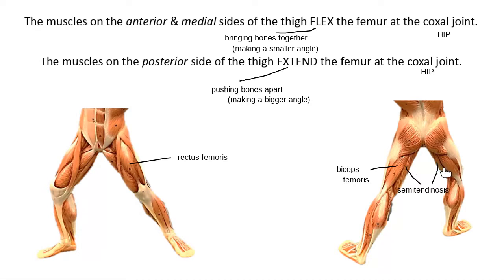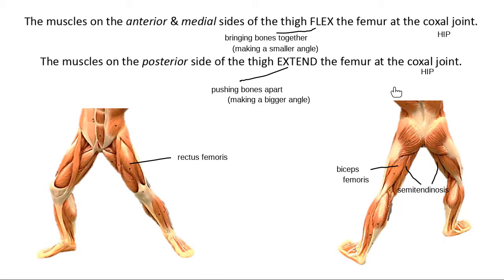Both of these muscles, though, are found on the posterior side of the leg, the posterior side of the thigh. So if I asked you what the function of biceps femoris is at the hip joint, you would know, because biceps femoris lives on the back side, that it extends the femur at the coxal joint.